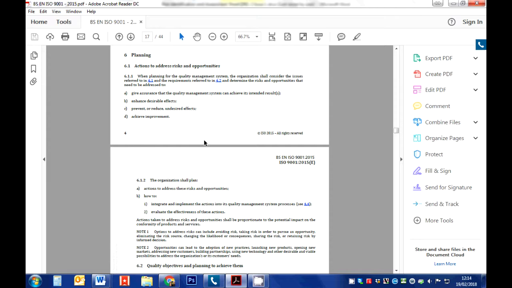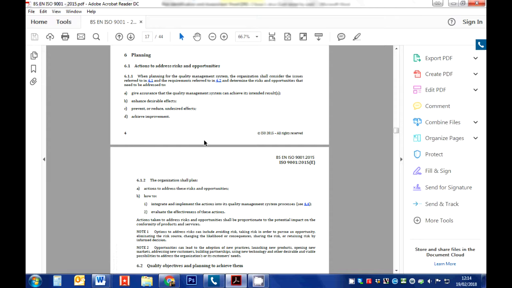As with all of the standard clauses, there isn't a hard and fast way of doing this, and they leave it open to interpretation how you can go about it. So really it's up to you to determine how you might want to identify those risks and lay it out in a document.